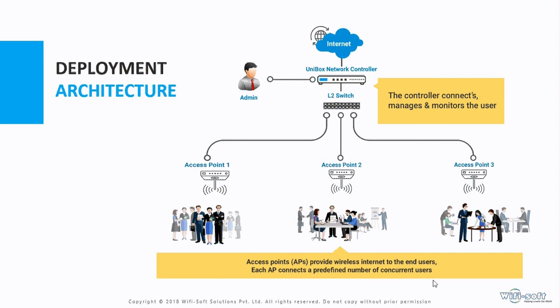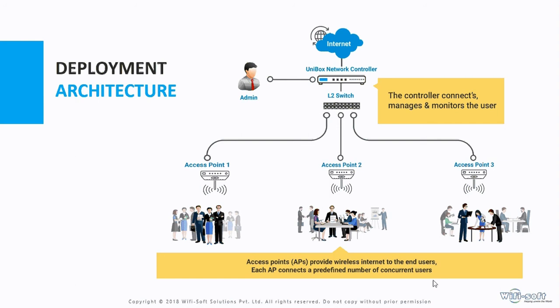So next, let's look at a typical deployment architecture. This is a very simplistic architecture. Naturally, we have done much more complex deployments than these, but just to give you a high-level perspective of how UniBox is deployed in your network. UniBox is essentially a gateway. So UniBox will sit between your internet and your internal network and will function as a gateway for your network.